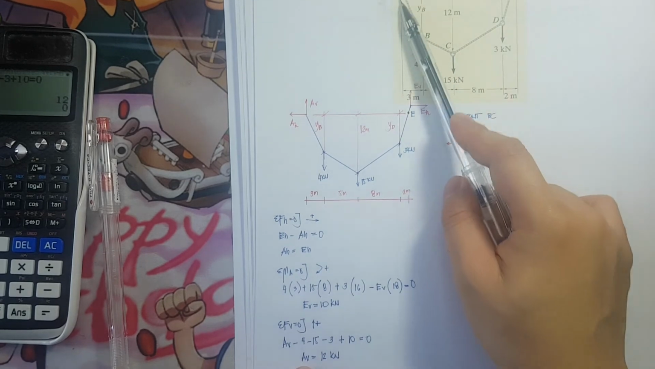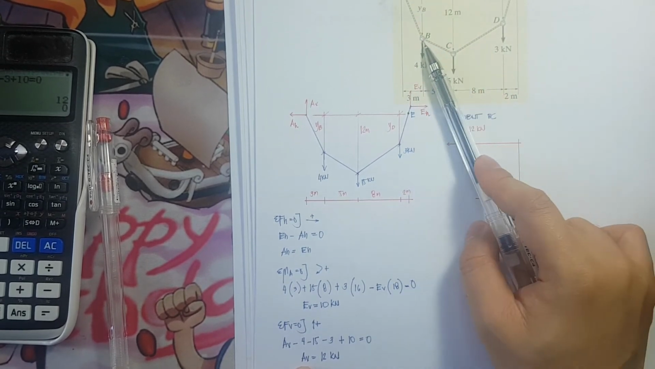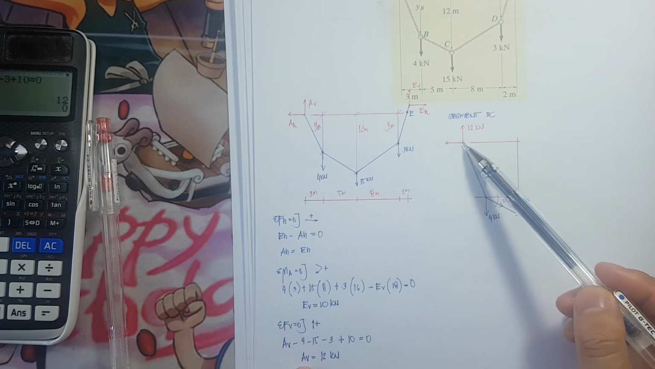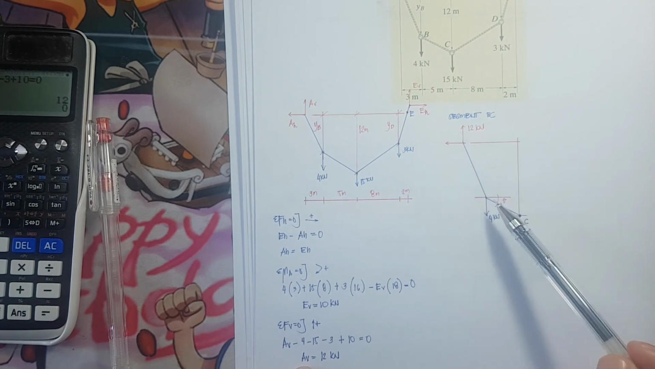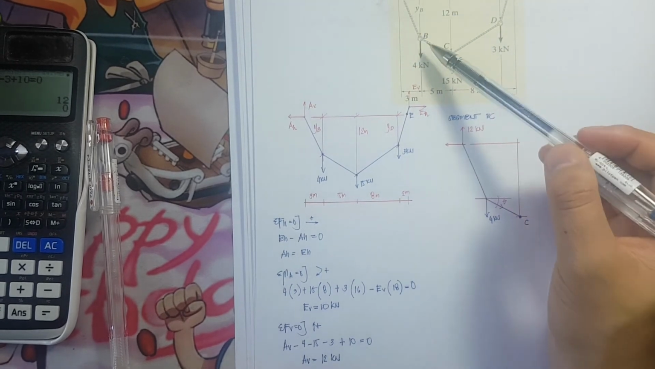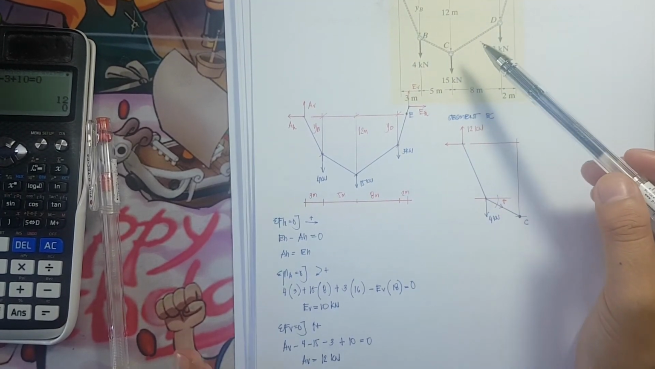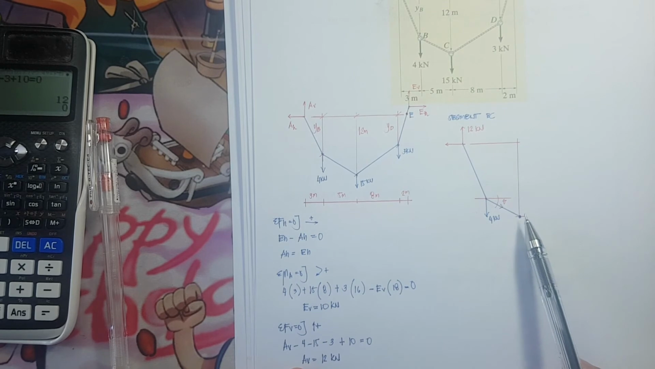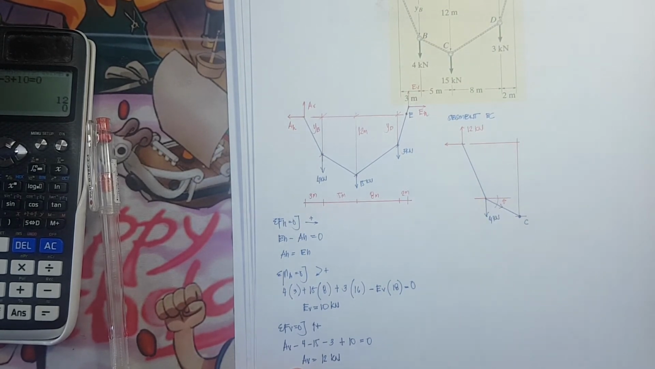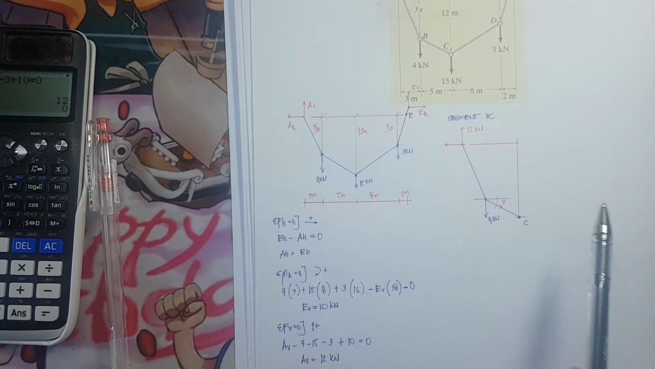Because if we are going to cut at segment AB only, if we will be having a moment, then either A will cancel out or B will cancel out. We cannot get anything. But if we start with segment BC and take our moment at point B or point C, we can solve at least a value. So let's say I'll be having my moment at point C.